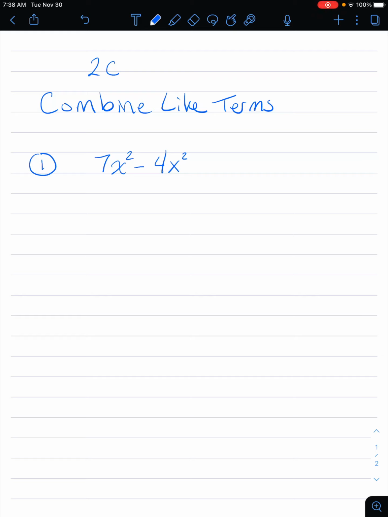Hi students, this video is going to go over how to combine like terms. So go ahead, take a moment, pause this, and write down the first example.